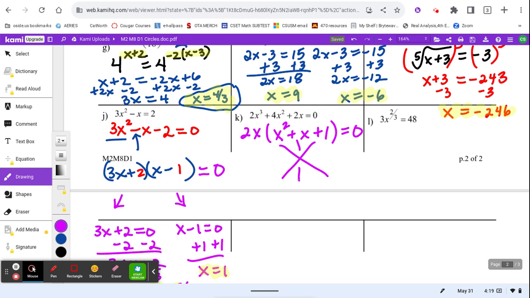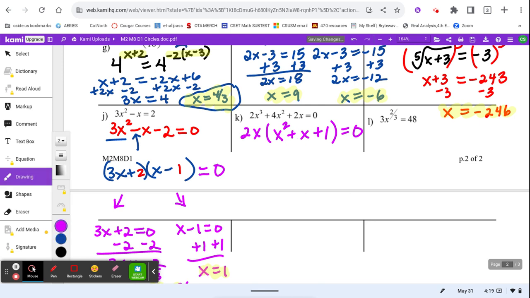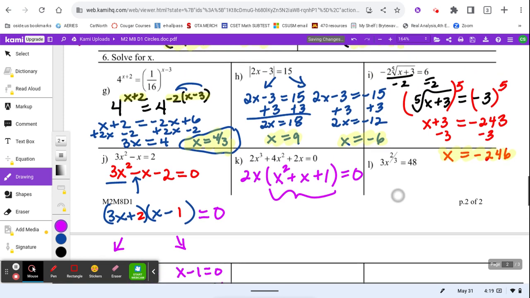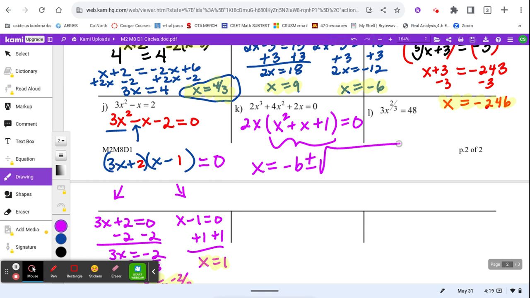What times what makes 1 and adds up to 1? Well, 1 times 1 makes 1, but does not add up to 1. So there's nothing further that you can do to factor this. So that means that this needs to be done by the quadratic formula. And we go x equals negative b plus or minus square root b squared minus 4ac all over 2a.